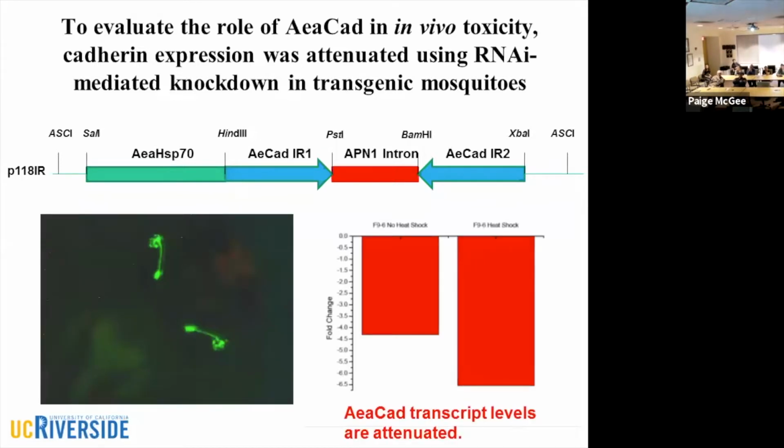So we express this, and on the right-hand panel is where with the heat shock, you will see a decrease in level of expression. That is a fold change of around 6.5. And this is with and without heat shock, and you can see this is a leaky promoter. This was a Drosophila heat shock promoter we used, and we have now subsequently moved to the Aedes heat shock promoter, which is actually much tighter, it doesn't leak as much.